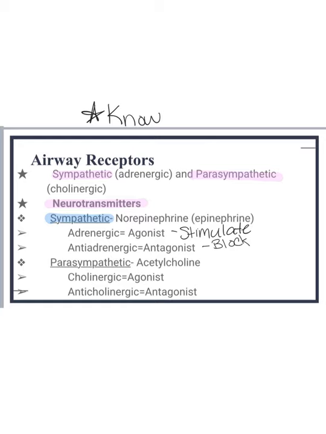And then you have the parasympathetic receptors. And the neurotransmitter is acetylcholine. So cholinergic is an agonist, so it's going to stimulate these receptors. And an anticholinergic is an antagonist, so it's going to block these receptors. So it's very important to know these. And we get more in depth into receptors when we get to advanced pharmacology.